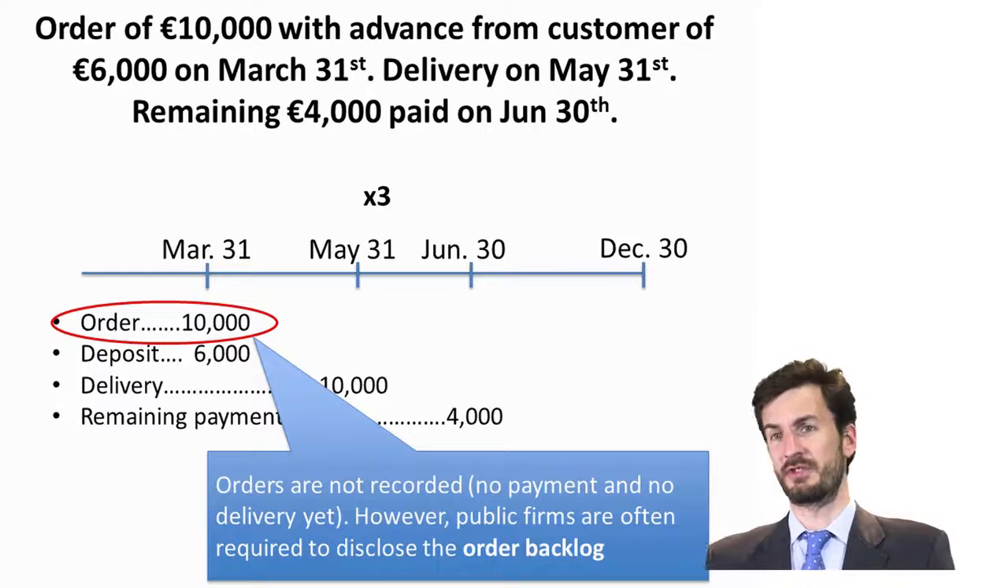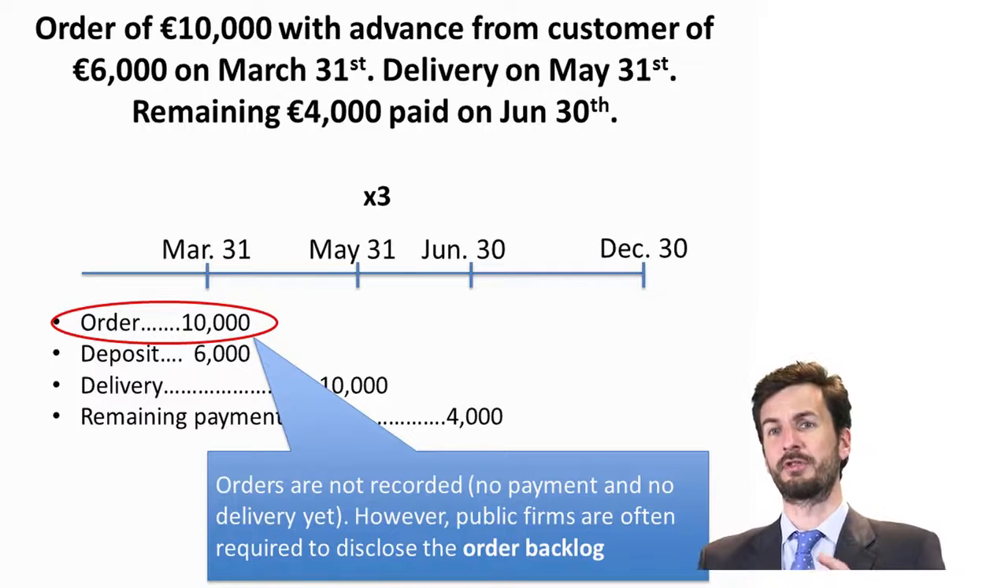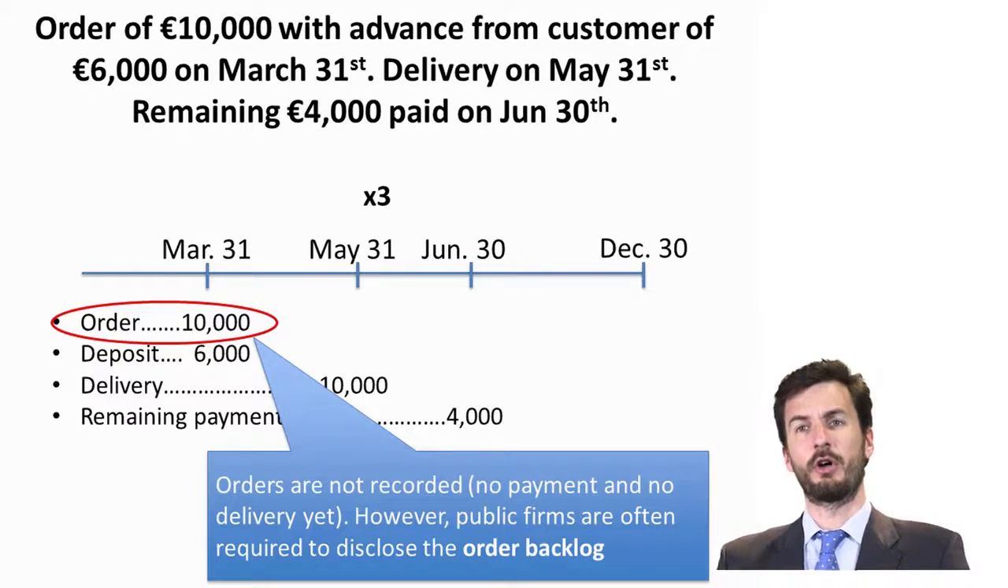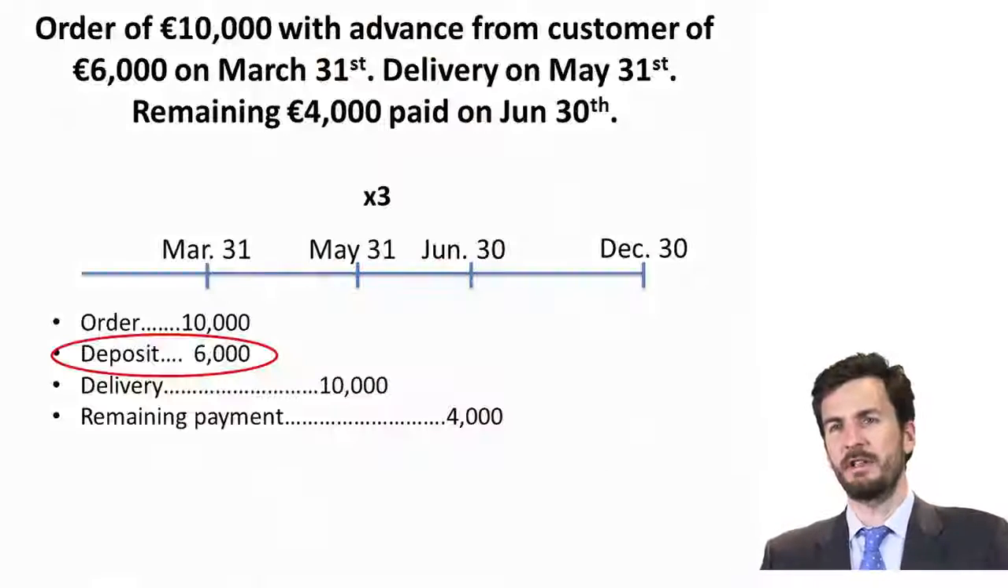Still, in certain industries, regulators require companies to report this information, which is called order backlog. Obviously, if you were a shareholder in this company, maybe this is the kind of question you would ask. So how many orders do you have in the pipeline? Now, what about the advance?